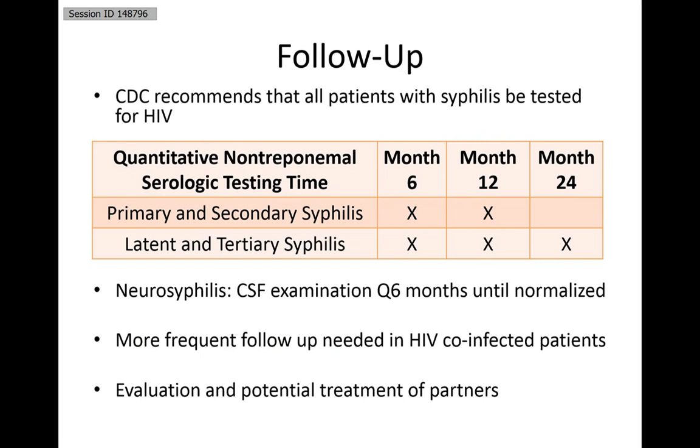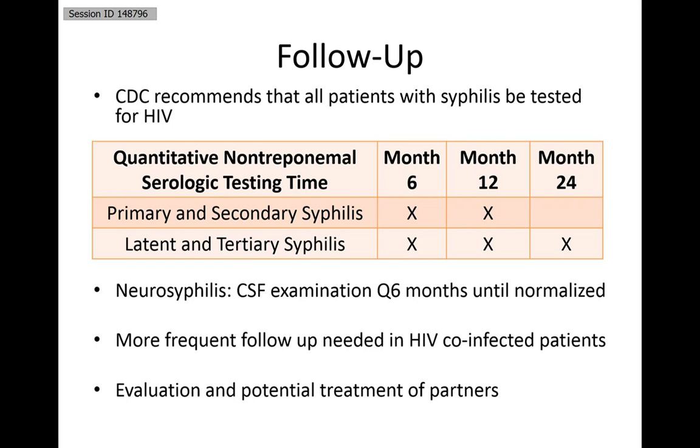Some follow-ups for syphilis. Patients who are diagnosed with syphilis are at a high risk for HIV infection, and they should be followed up for that as well, which the CDC recommends. These patients should have titer trending done, because we want to monitor how well they're responding, or if we're at any risk for treatment failure.